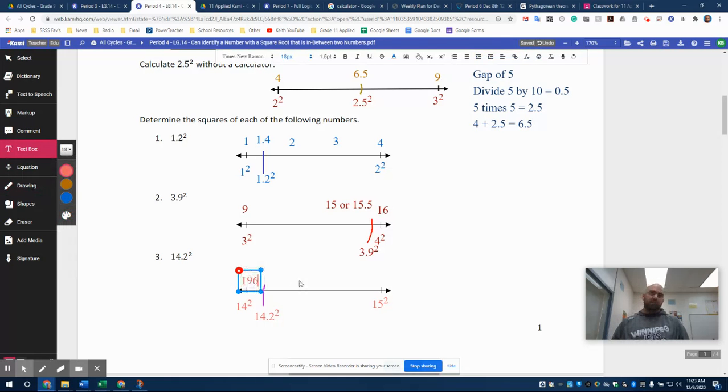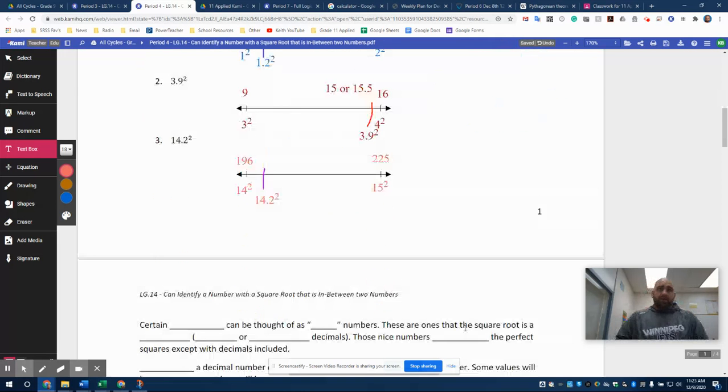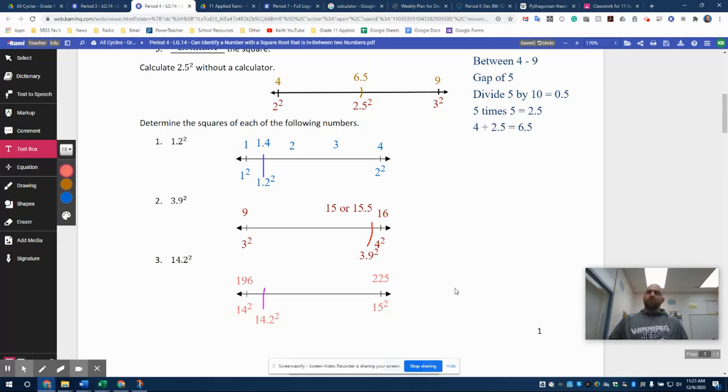Now 14 squared is the same as 196, and 15 squared is 225. Again, I'm going to do some of this really quickly, so this might be a little bit over your head. There's a gap of 29. And so I'm going to use groups of 3, because 29 divided by 10 is really close to 3.